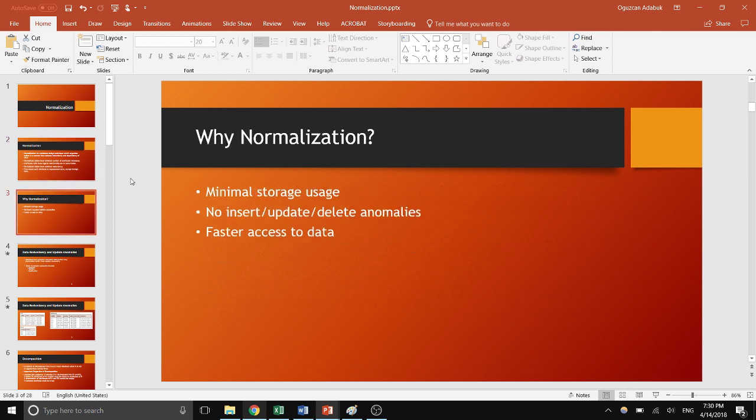Now, why do we do normalization? To reduce redundancy and data dependency, using minimal storage. You have less data, you need less storage, less expensive. And another problem for tables that are not normalized is update, delete, and insert anomalies. You can end up having data inconsistencies. We'll see an example in a second. And faster access to data. If you have a more optimized database, you're going to have faster access.